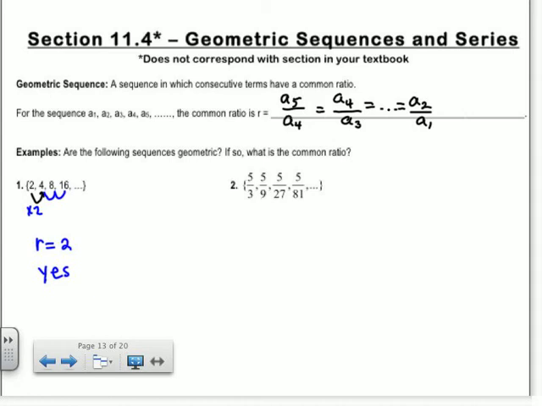How about the next one? Yeah, there's a 3 on the bottom, right, that you're multiplying by 3. So what's it going to be? 1/3, right? So you're always multiplying by 1/3. So that's your common ratio. So you can check, you always multiply by 3 on the bottom and 1 on top.